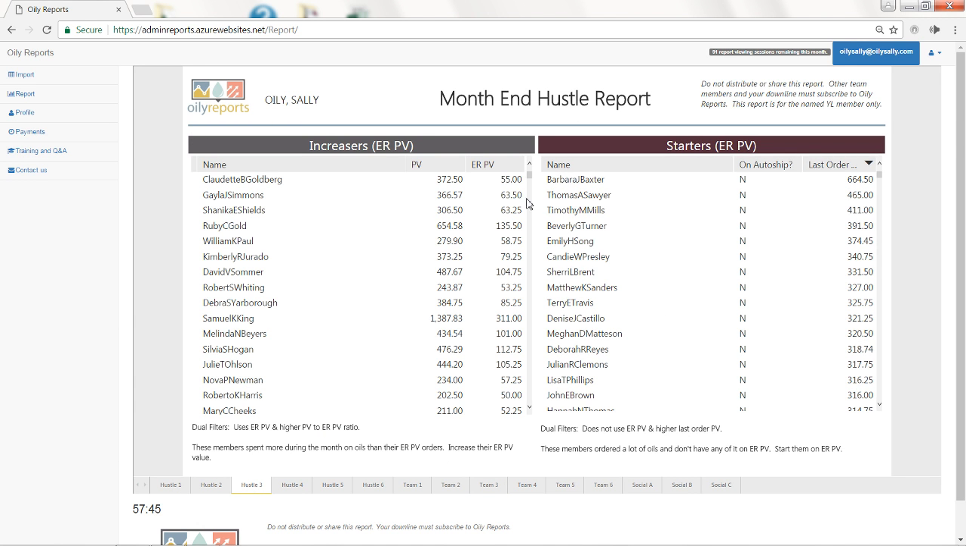But these are the members that, we'll look at an example of what happened with Claudette here. Claudette had an ER order of 55, but her PV was 372. Well, following up with her to see if any of those products that she ordered she really likes or enjoys, and might want to have those be sent on a recurring basis. But just the more you're spending, and if you have a low ER, the more likelihood.